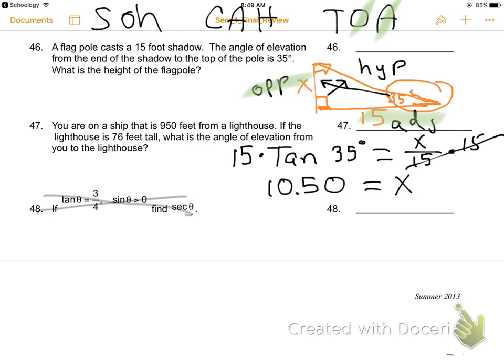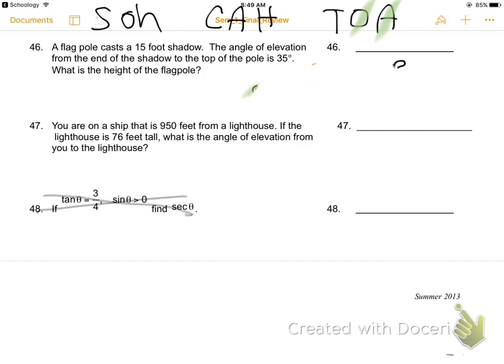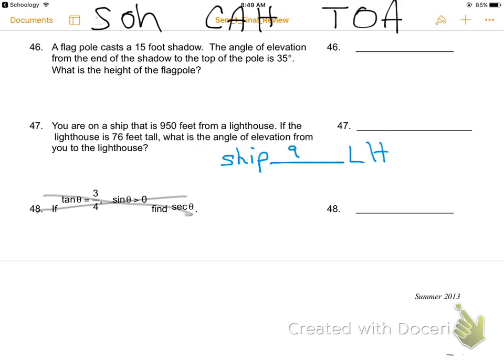I am going to erase this so I can do 47, so please pause it if you need to write this down. Okay, so let's go ahead and do number 47. 47 says, you are on a ship that is 950 feet from a lighthouse. So I'm just going to write ship, and I'm going to call it LH for lighthouse. If I'm 950 feet, that's straight across. If the lighthouse is 76 feet tall, what is the angle of elevation to your lighthouse?